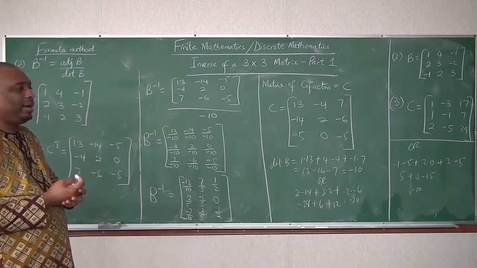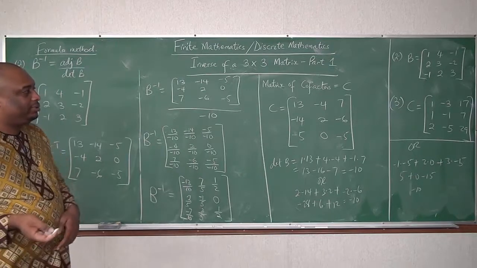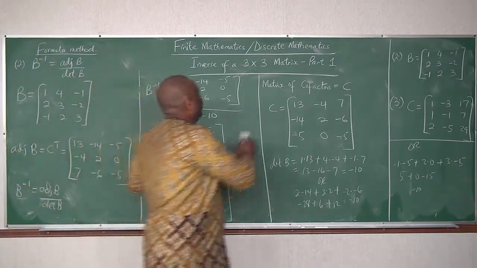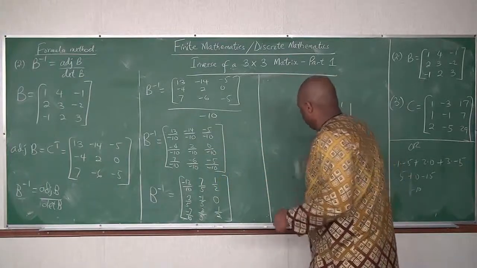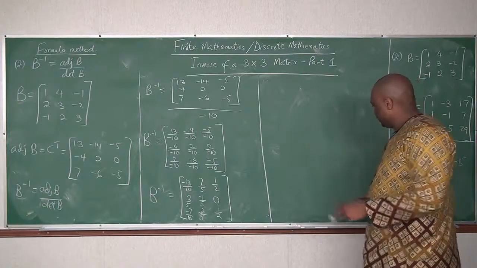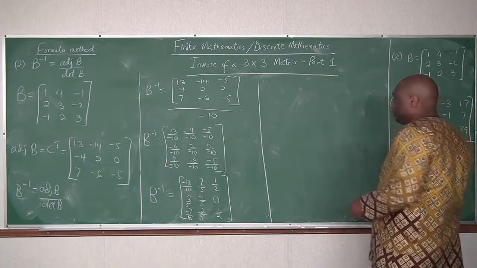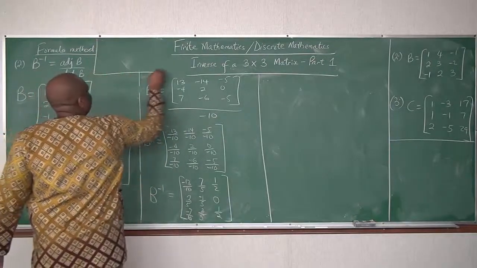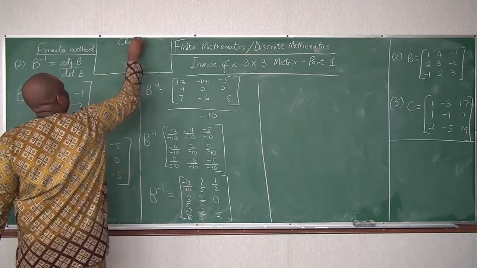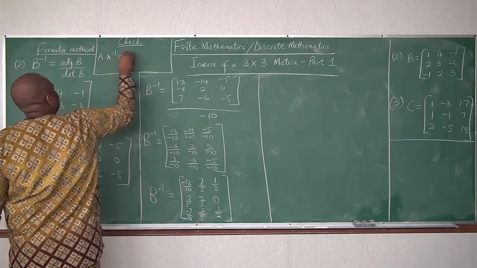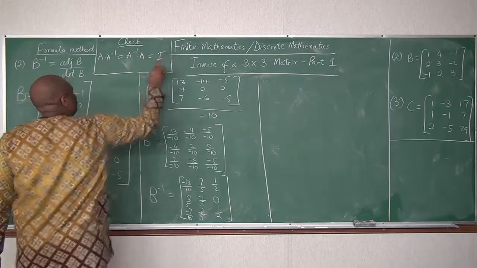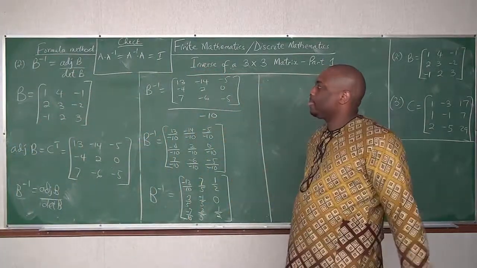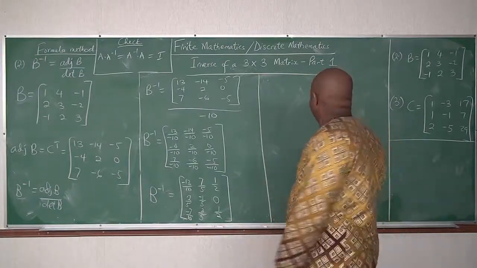Are we sure? How do we check, how do we know that we are right? Remember, I encourage you to check, to know whether you are right. How do you know that this is the inverse? In the video on a 2x2 matrix, we found out how we could check this. What did we say we could check? We say that A times A inverse is the same as A inverse times A, and it's equal to an identity matrix. So you want to check this B times B inverse, or B inverse times B, whichever way you write it.